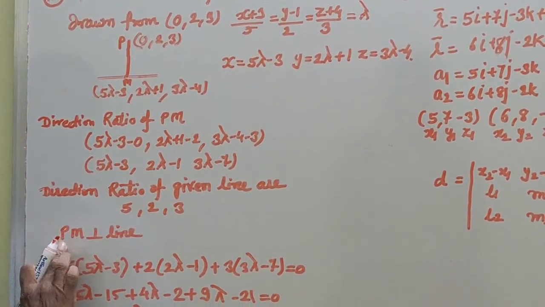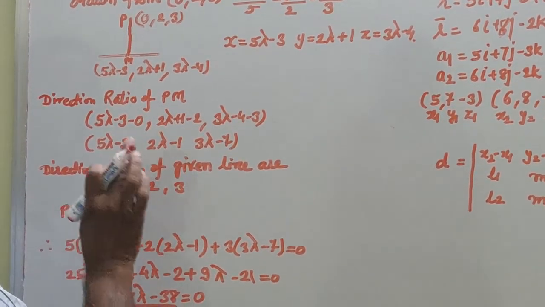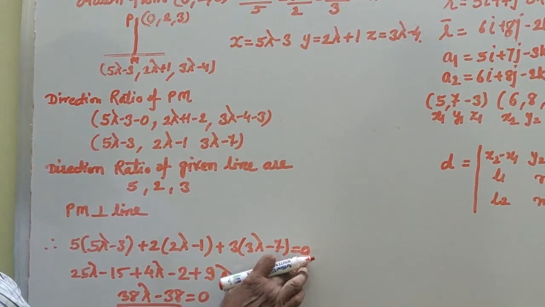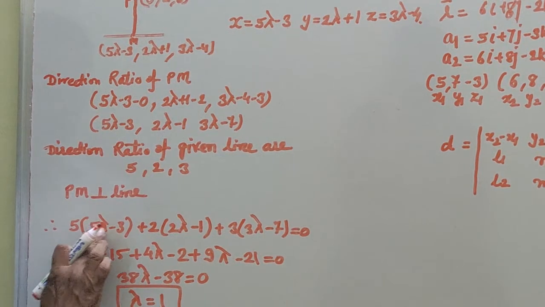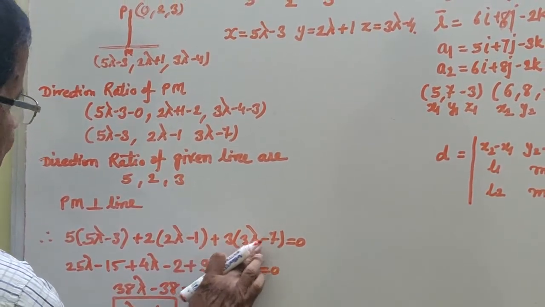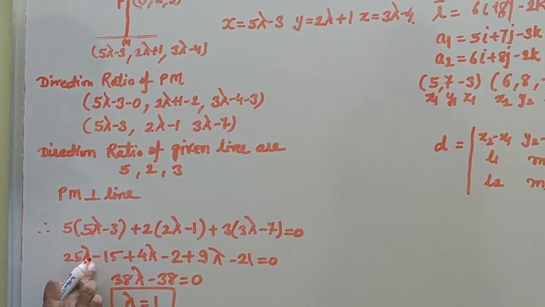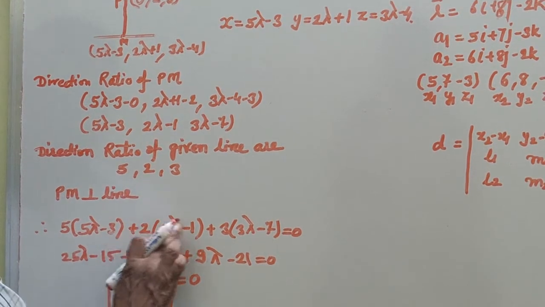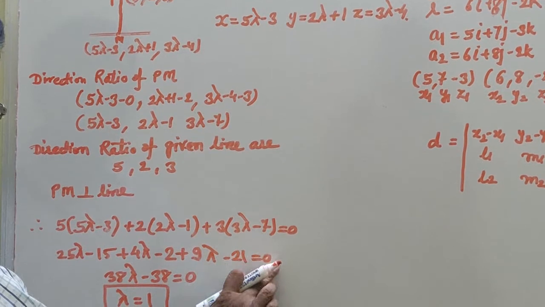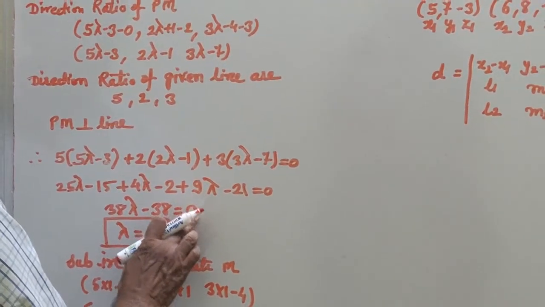You know that PM is perpendicular to this line. Therefore, the product of direction ratios of the two must be equal to 0. So, 5 into 5 lambda minus 3 plus 2 into 2 lambda minus 1 plus 3 into 3 lambda minus 7 is equal to 0. So by multiplying I am getting 25 lambda minus 15, 2 into 2 is 4 lambda minus 2, plus 9 lambda minus 21 is equal to 0. That is equal to 38 lambda minus 38 is equal to 0.